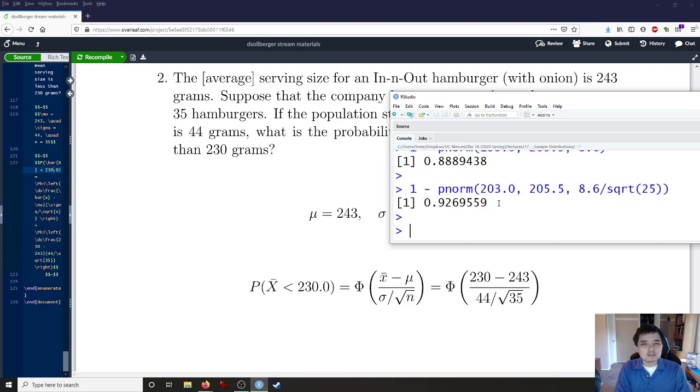Because the inequality was less than, we do not need the 1 minus complement here. But because we are examining multiple items together, namely the 35 hamburgers, we need to have the adjustment with the square root of 35 here.